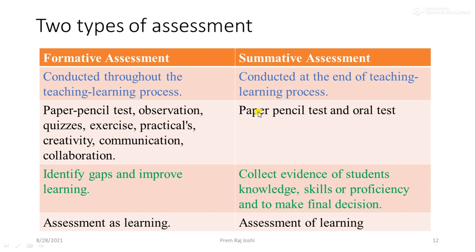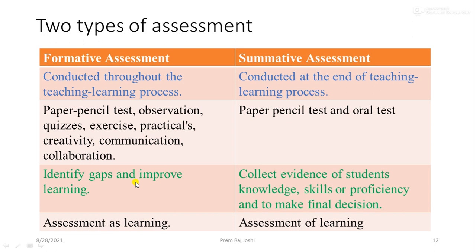In case of formative assessment, there are various tools like paper pencil tests, observation, quizzes, exercises, practicals, creativity, communication, collaboration. So many activities of the students can be assessed. But in case of summative assessment, the major focus is given to the paper pencil test and the oral test. In formative assessment, we try to identify the gap and improve the learning. In summative assessment, we basically collect the evidence of the students' knowledge: what is the knowledge level, the skills level or proficiency, to make the final decision.